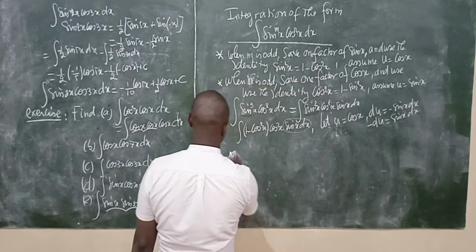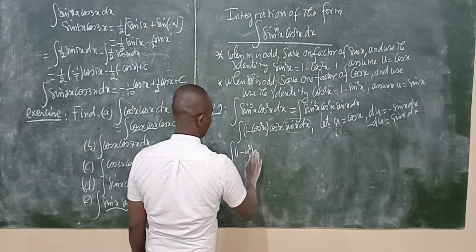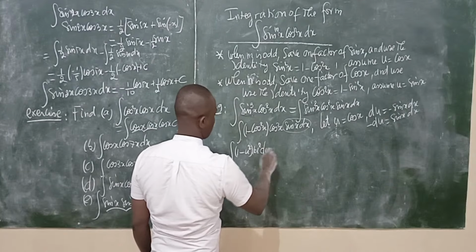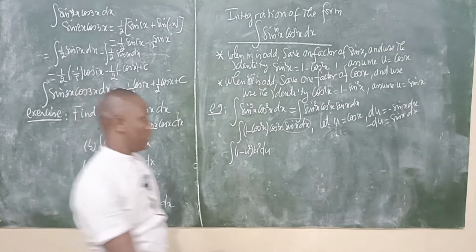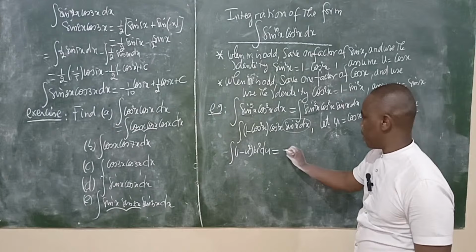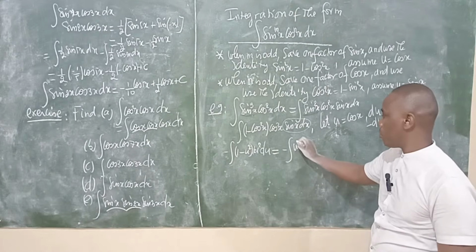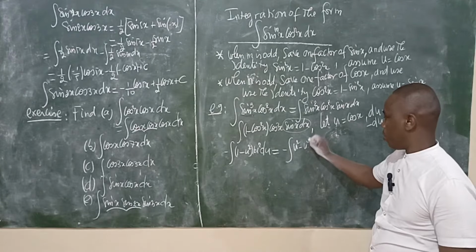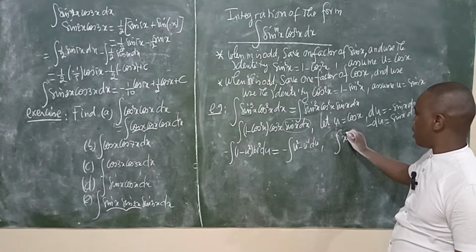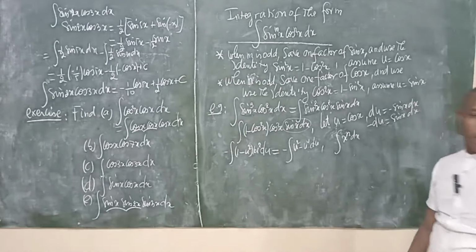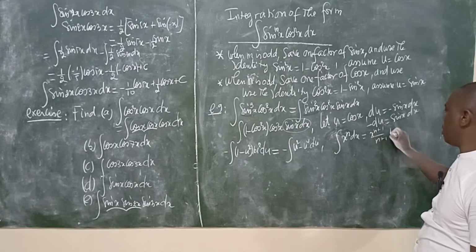Okay. Now we have 1 minus u power 2 times u power 2 du, because here is minus, let me take it out of the integral sign. This is minus. I am going to multiply this u power 2 inside here to have u power 2 minus u power 4 du. You know the formula where the integral of x power n is equal to x power n plus 1 over n plus 1 plus c.